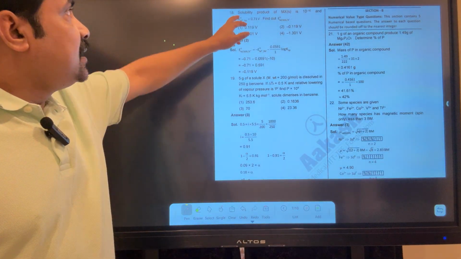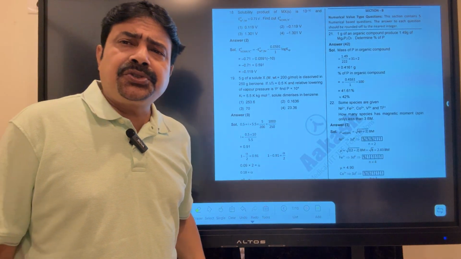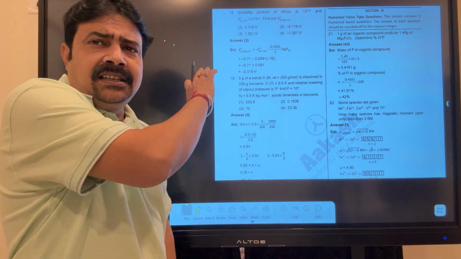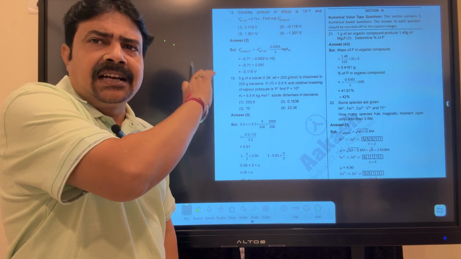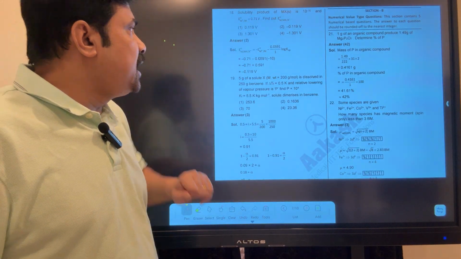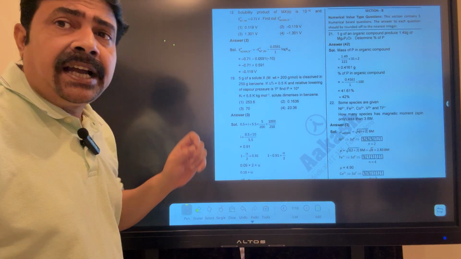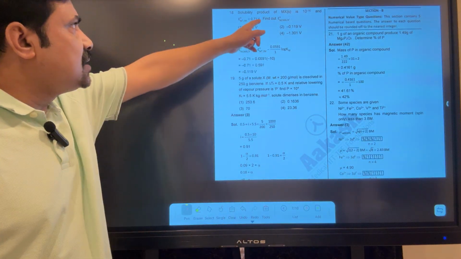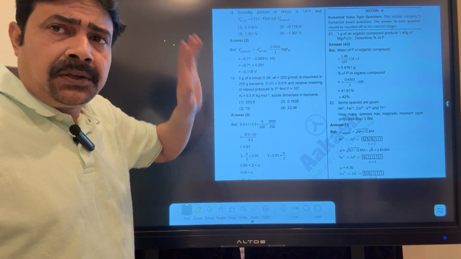You look at the 18th question. The 18th question is a very nice question. Actually, this question is based on a little advanced concept associated with this. If you want to understand this question, first you need to understand one idea. Then only you will be able to understand this question. Actually, these are advanced level questions.